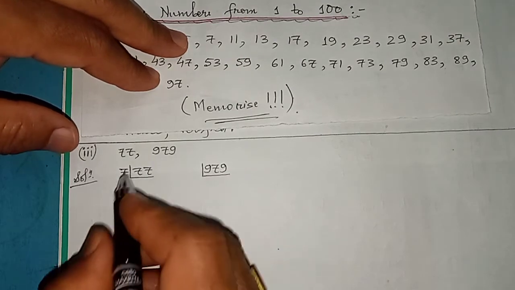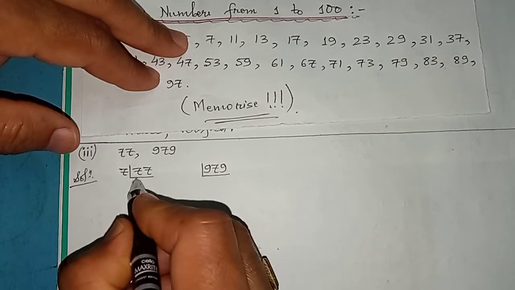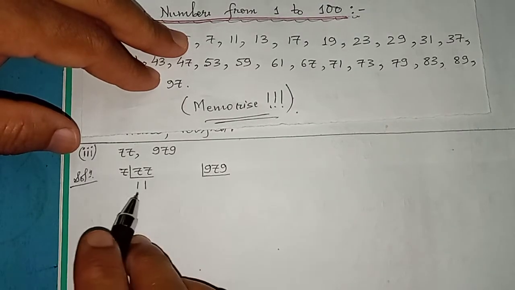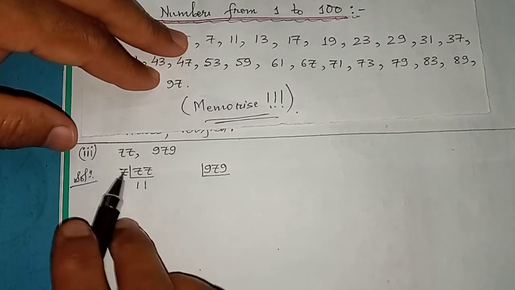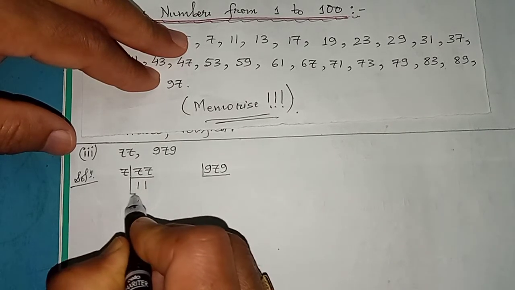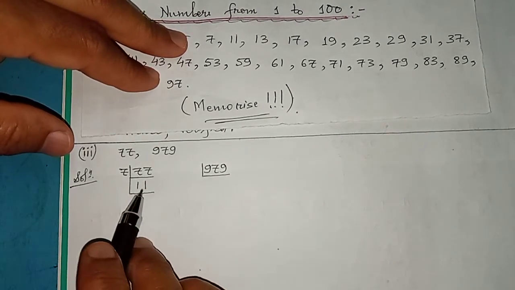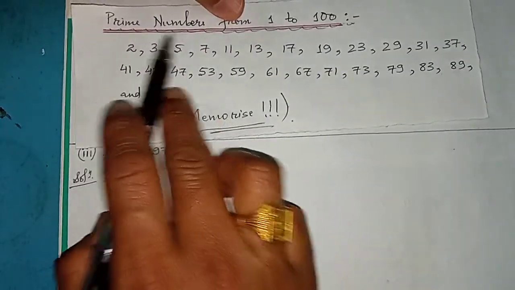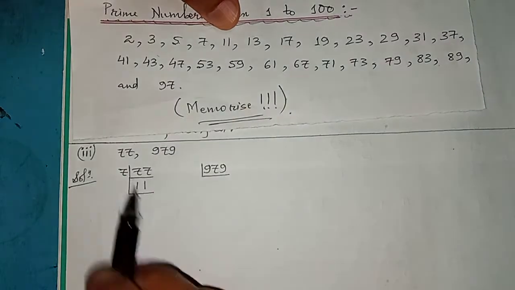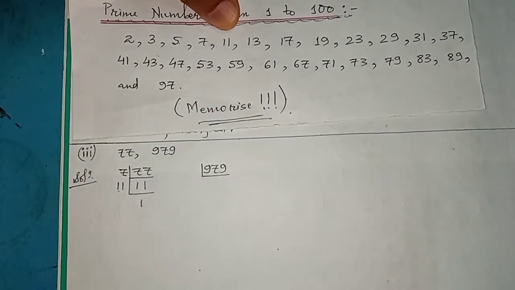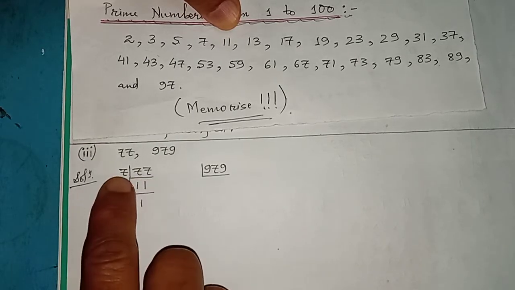Look, 7 ones are 7, subtract 7, 7 ones are 7, means 7 into 11 is 77, means 7 goes 11 times in 77. So yes, we have divided by 7. Now we got 11, and you know that 11 is itself a prime number. Since 11 is a prime number, we will not waste any time. We'll divide this prime number 11 by itself. 11 once is 11. So we got the prime factorization of 77, which is equal to 7 into 11.